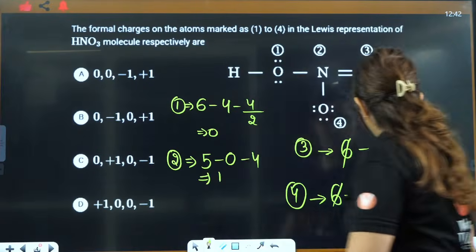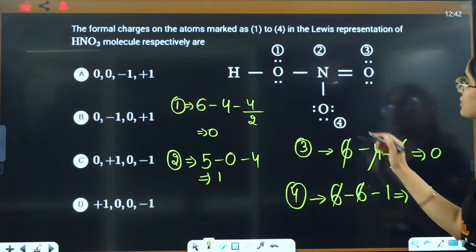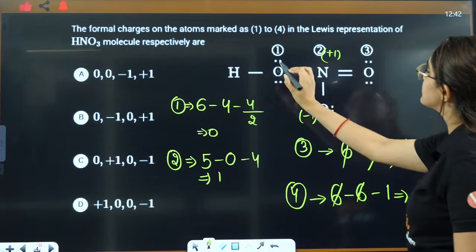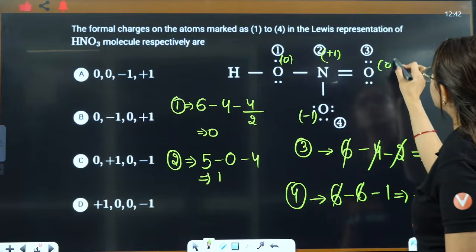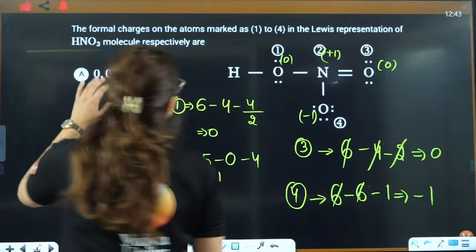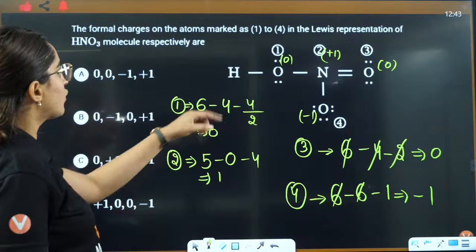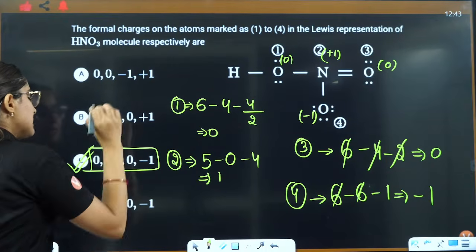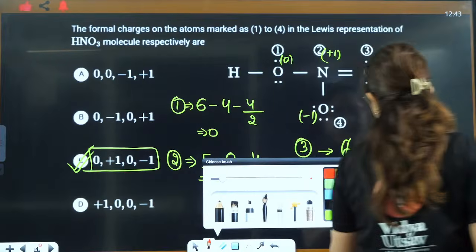So 6, 6, so the answer is going to be -1. This one has -1 charge, this has +1. This is 0 and this is also 0. That is going to be the answer. So 0 plus 1, 0 minus 1. 0 plus 1, 0 minus 1. So the answer is C, the correct answer here.